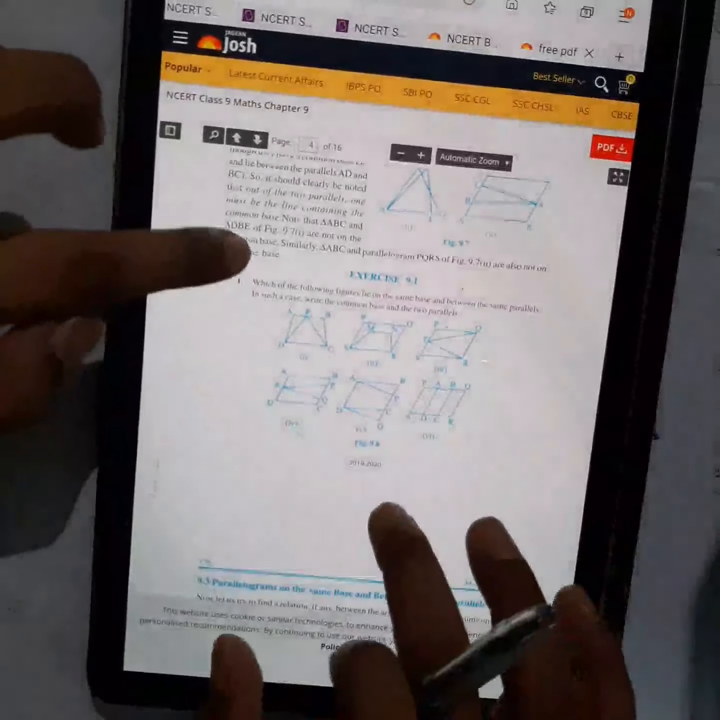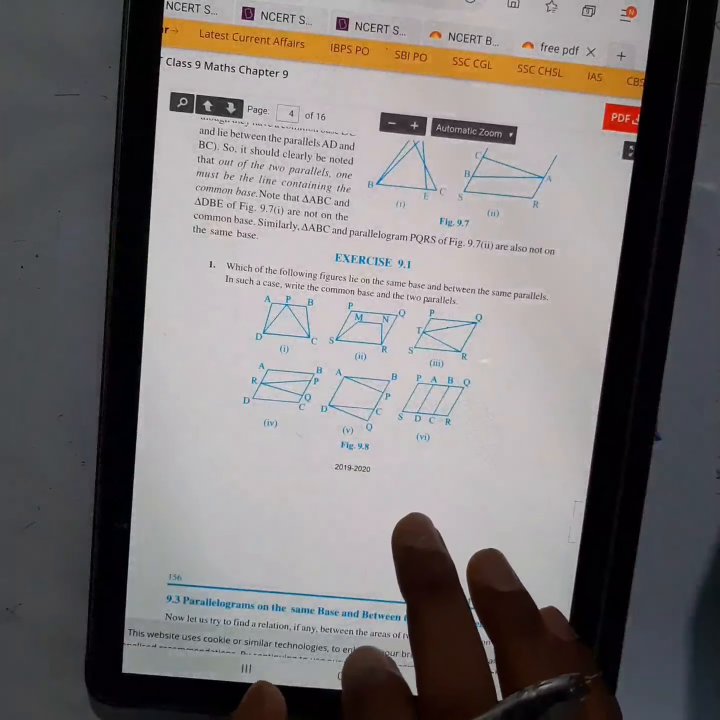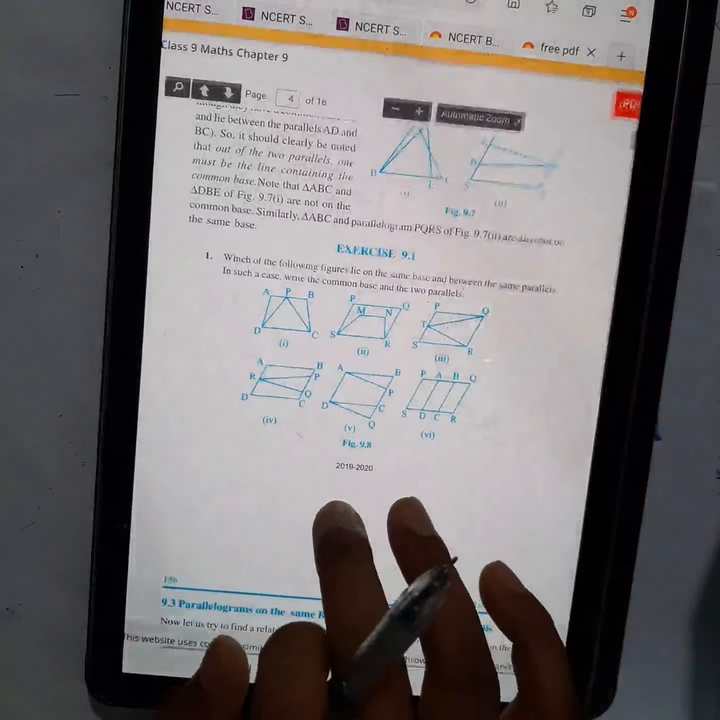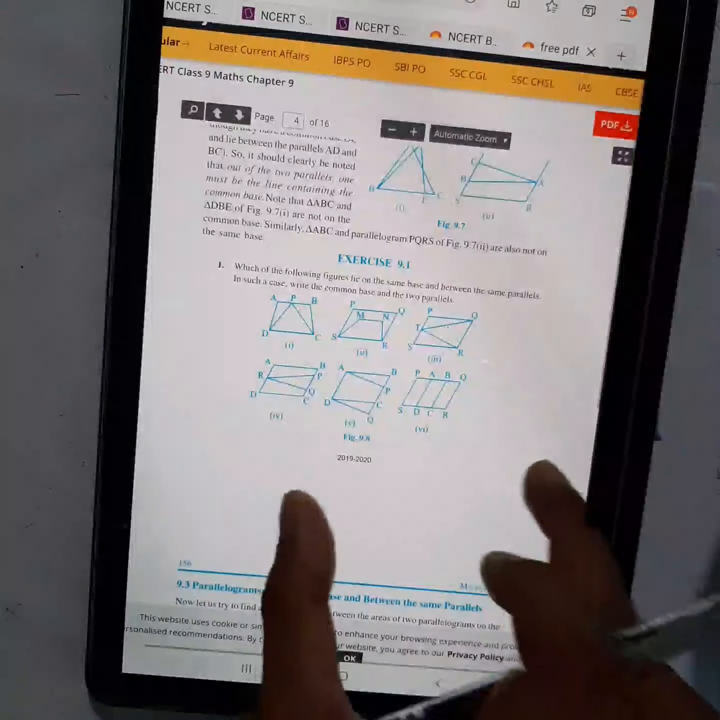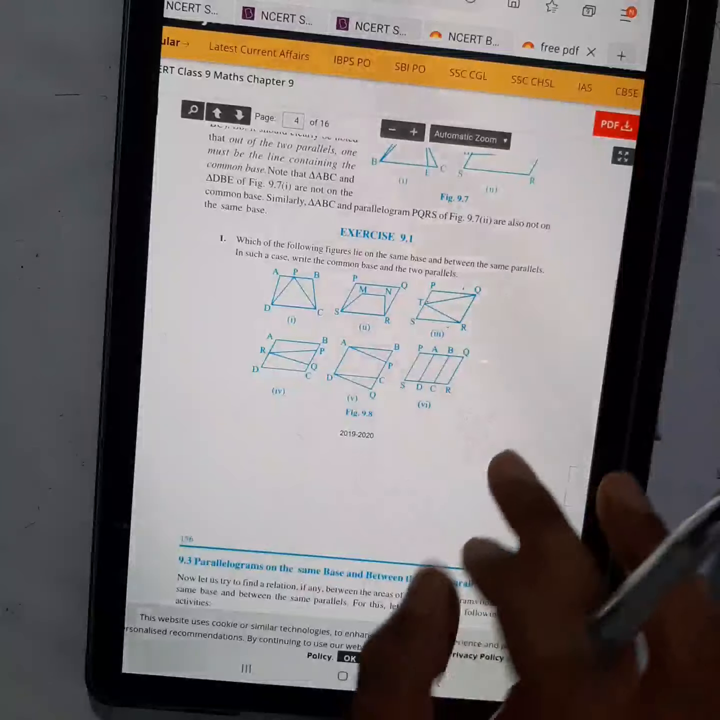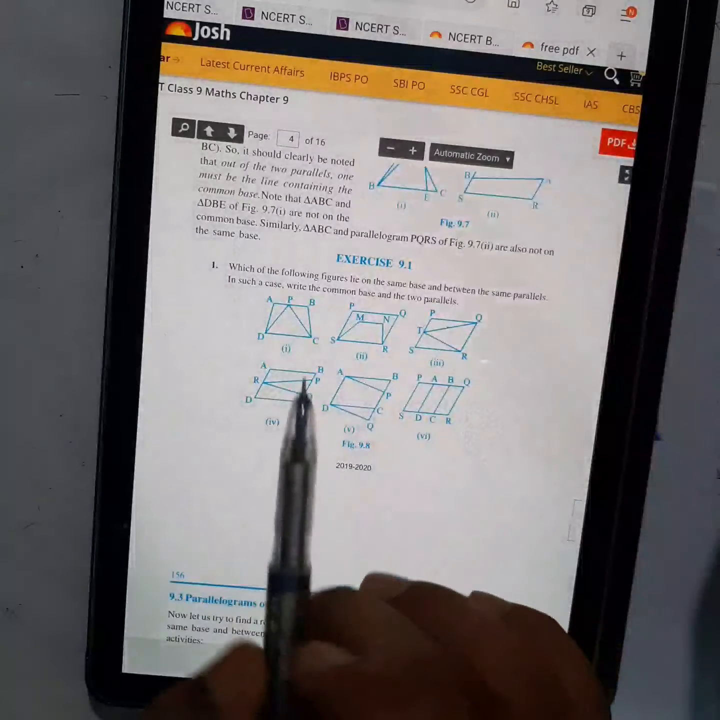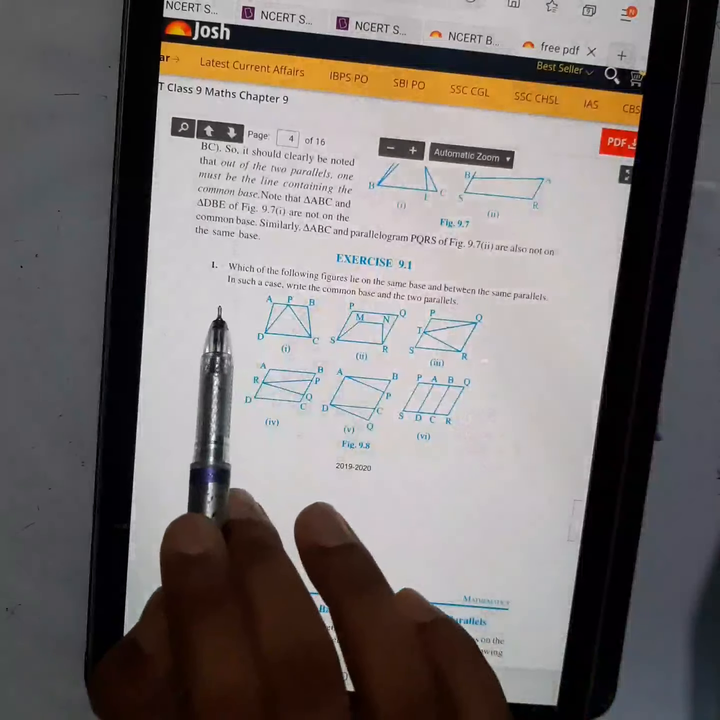So let's do question number 1. I have just downloaded the ebook from the internet, as I don't have the textbook right now. So I don't know whether all the questions are there or not. Must be there, right? If I missed any question, please let me know. Okay, so the first question is from exercise 9.1.